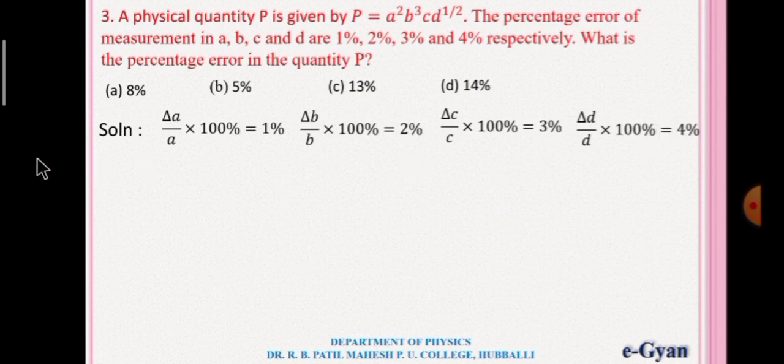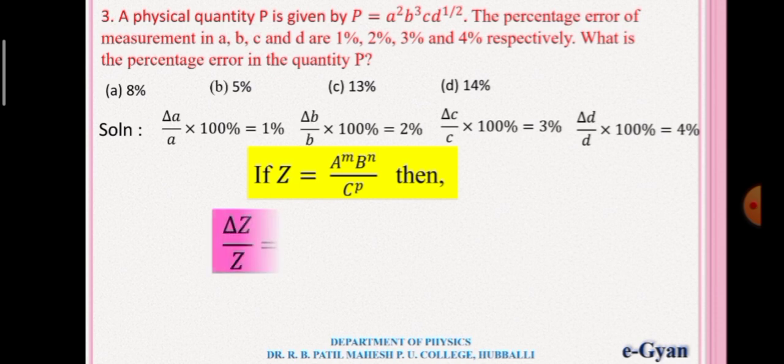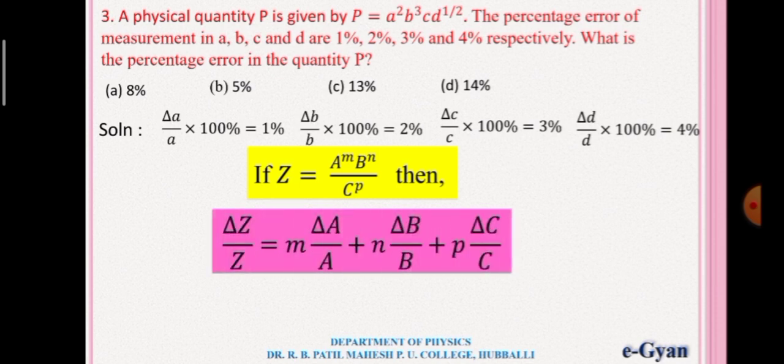And first let me explain with the general equation. In general, z is equal to a to the power of m b to the power of n divided by c to the power of p. And then fractional error for this quantity is given by delta z by z is equal to m into delta a by a plus n into delta b by b plus p into delta c by c. Now if we multiply by 100% on both sides, we get percentage error of z.